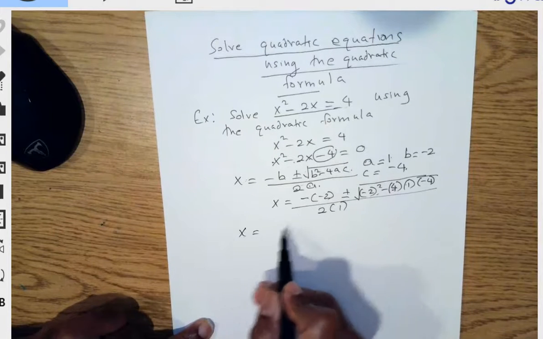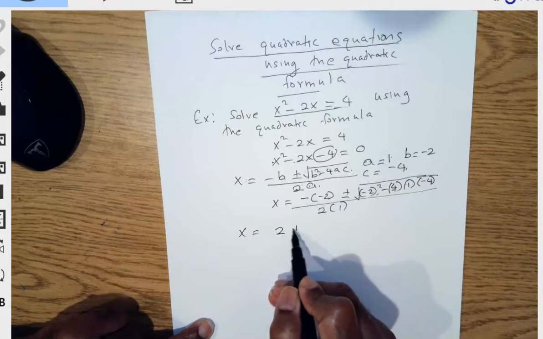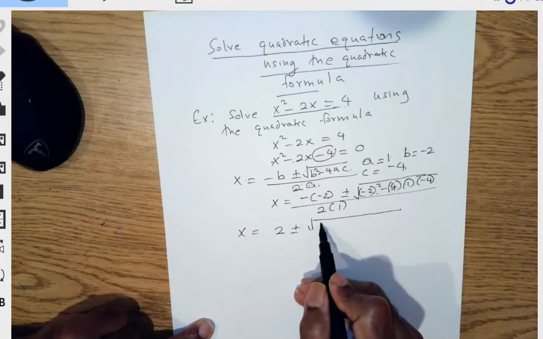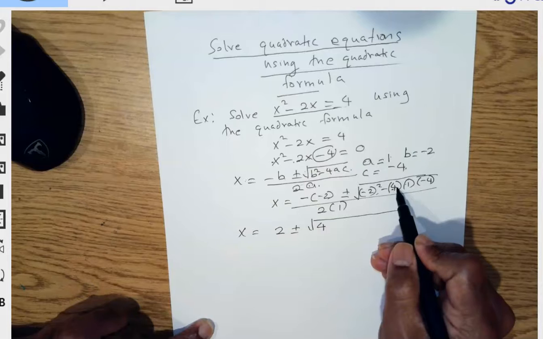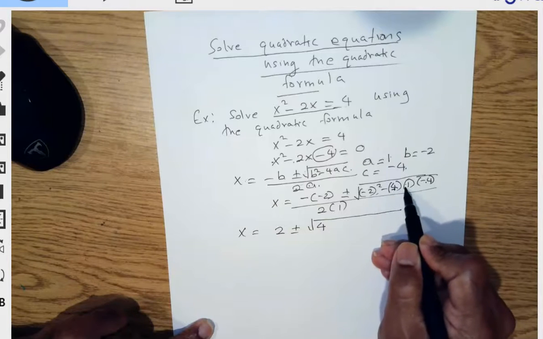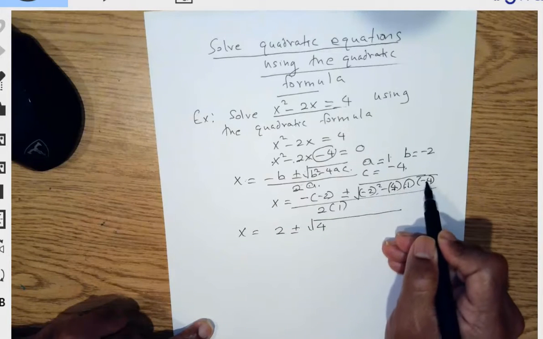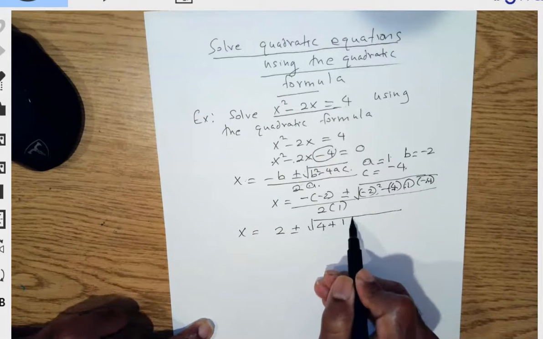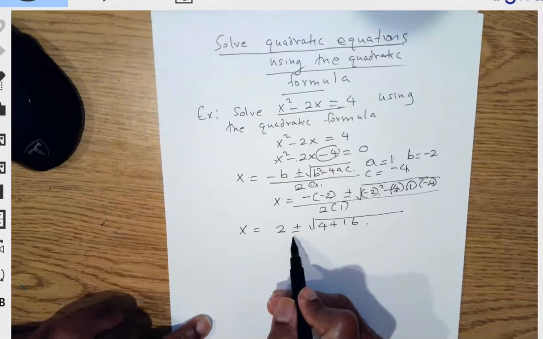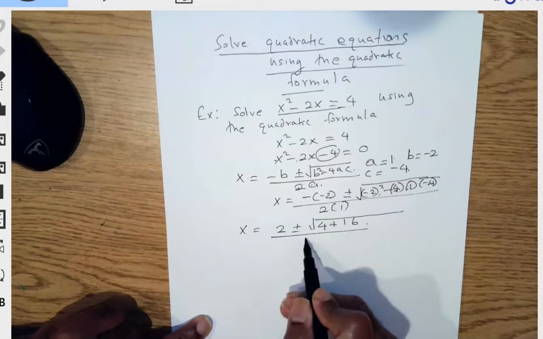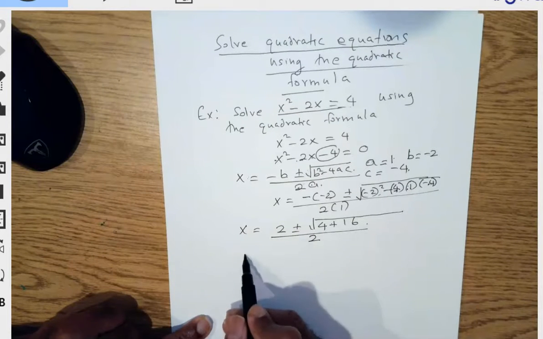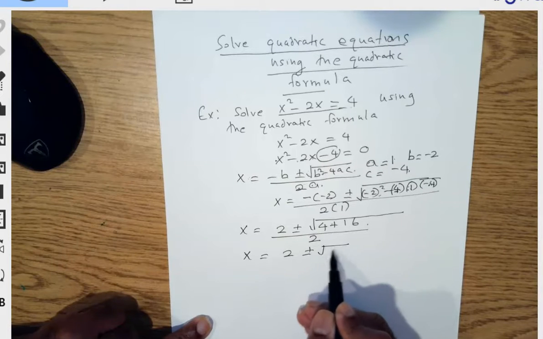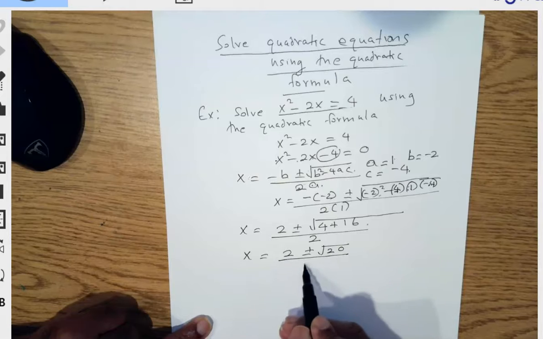So now if you simplify that, you get negative of negative 2 is positive 2, plus or minus. You've got to be very careful here inside the radical. Negative 2 squared is 4. Now see what's going on. 4 times 1 times negative 4, that is 4 times negative 4, which is negative 16. Negative of negative 16 is positive 16. So it's positive 16 inside the radical, okay? And then you divide that by 2. So x is equal to 2 plus or minus the square root of 20, divided by 2.